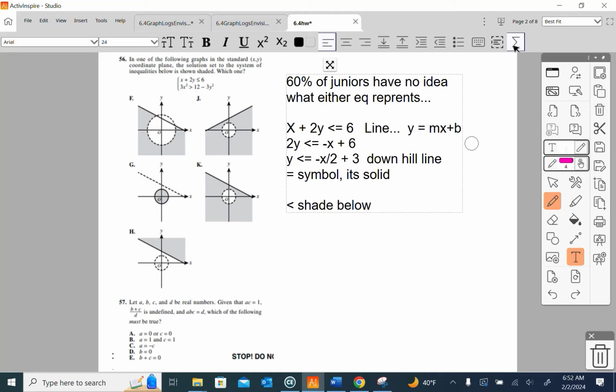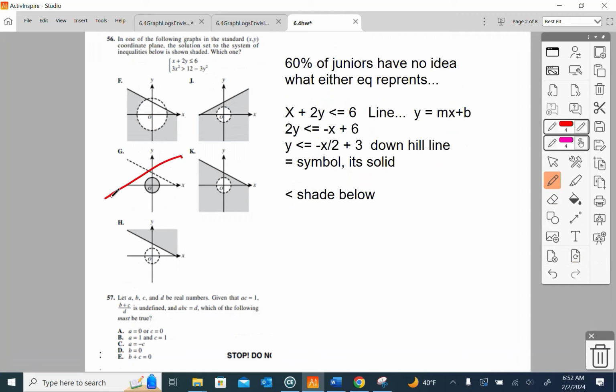That is going to take G and H out of the equation. G and H are gone because G is dashed, H is shaded above. So now it's at least a 1 in 3 possibility, right? Yes, no?